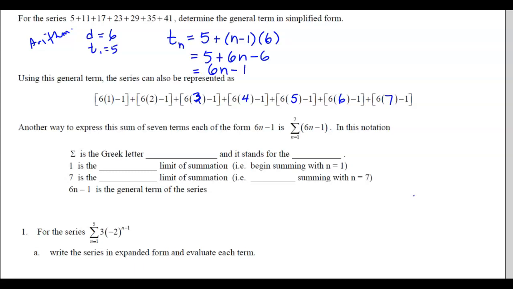So, how can we express this in sigma notation? Well, first of all, that's sigma. It's capital S in Greek. So you've probably seen that before.